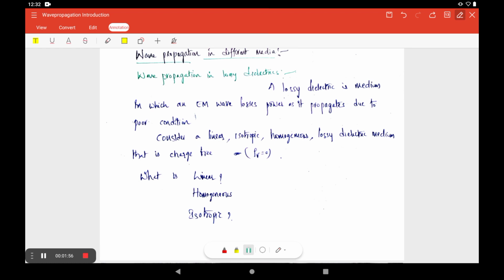Wave propagation in lossy dielectrics. A lossy dielectric is a medium in which an electromagnetic wave loses power as it propagates through the medium.